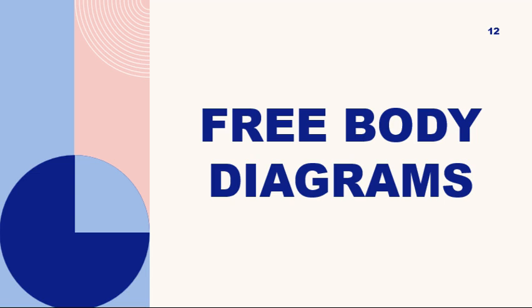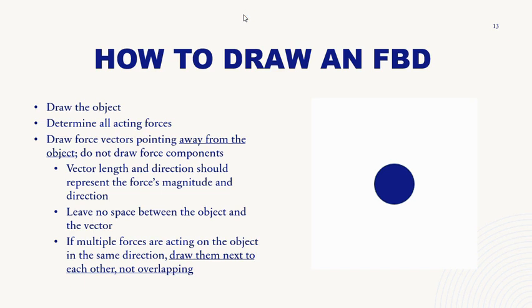Hey guys, Mariah here. Before we can get to solving problems about first and second law, we first need to learn how to draw free body diagrams. These diagrams make it easier to visualize the scenario and to find the net force acting on the object. How to draw a free body diagram. We'll be using the example of a ball that is falling at terminal velocity.